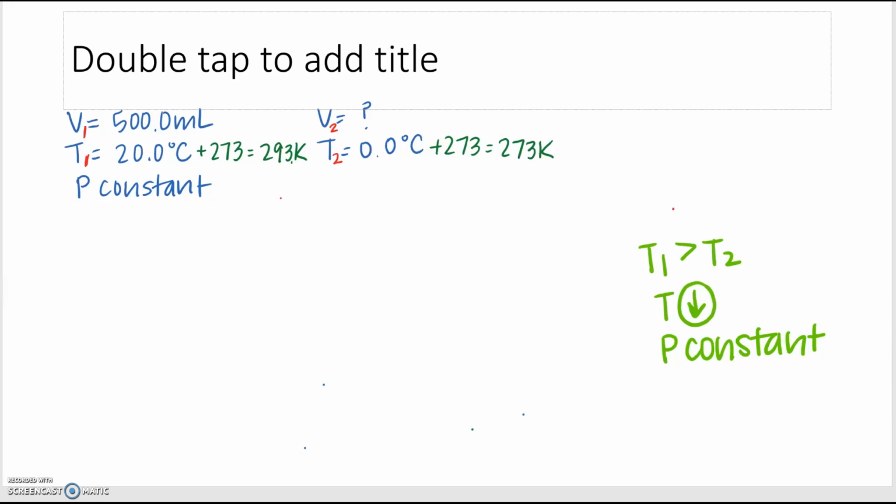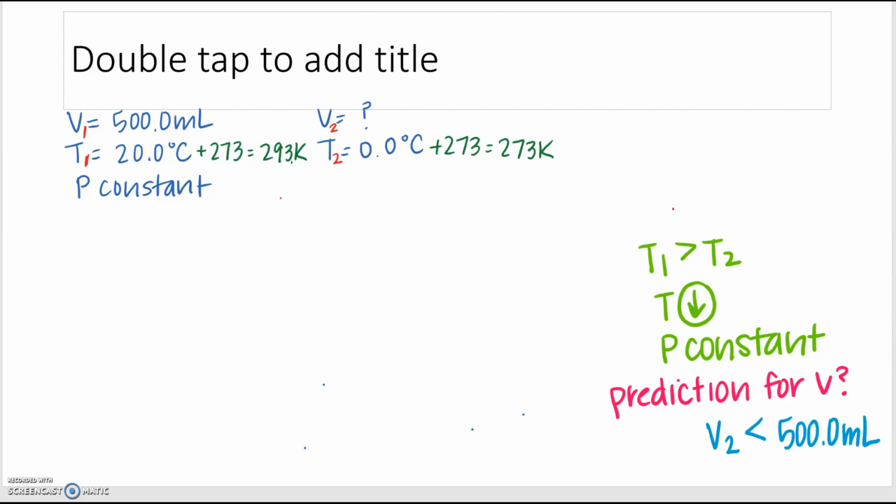So hopefully you're recognizing T1 is greater than T2. So that means temperature decreased. It went from 293 to 273. And pressure is constant. So what would you predict is going to happen to V? So temperature is going down, I'm moving slower, but I'm still supposed to hit the walls the same amount. So my container needs to be smaller.